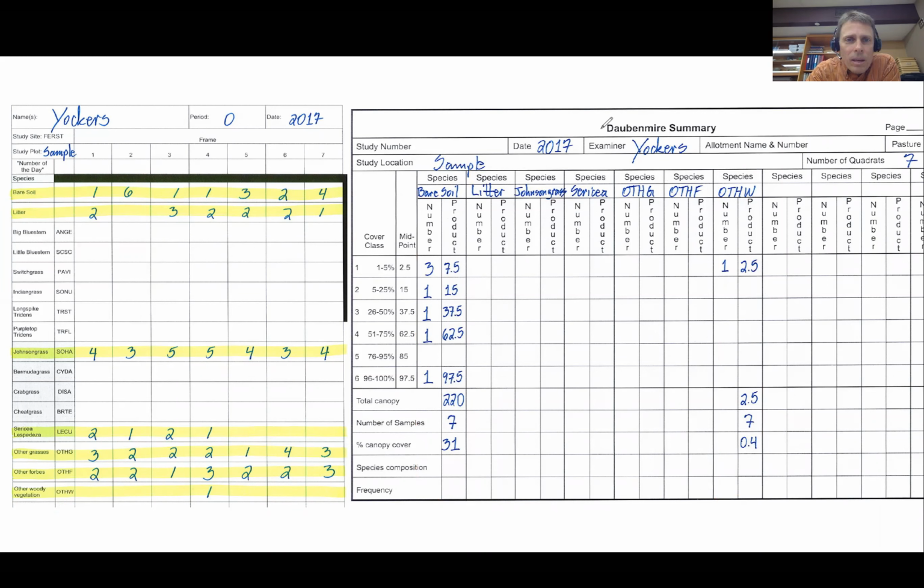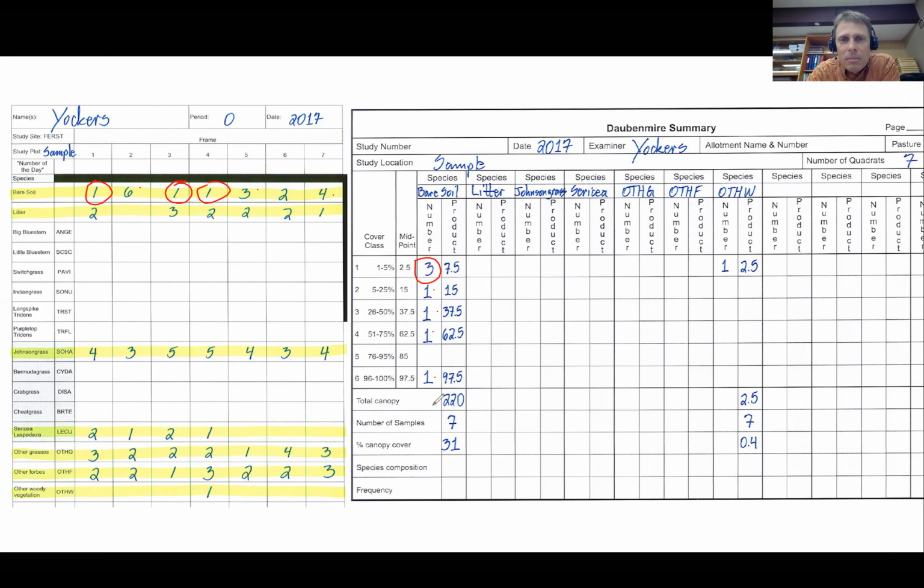Okay, so remember, you go through and you tally up. The first thing for the bare soil, we tally up the number of ones that we had, the cover class one. I see that I have one, two, three, and so I write in that three. Then I look and see how many twos do I have. I have one, two, so I put in the two. How many threes? I have one, three, so I put in the one there. I have one, four. And I had no fives, so I didn't put anything there. And then I had one, six, and so I put that there.